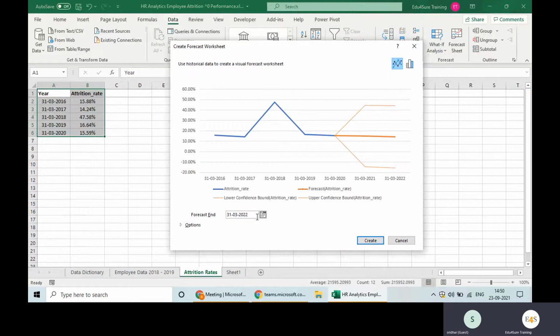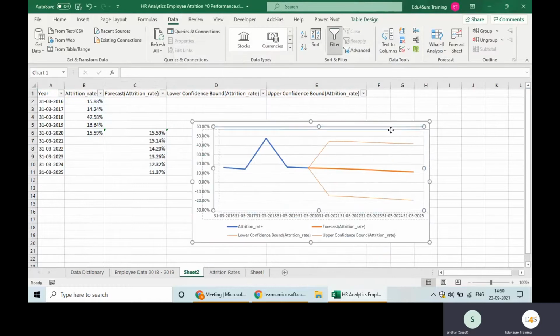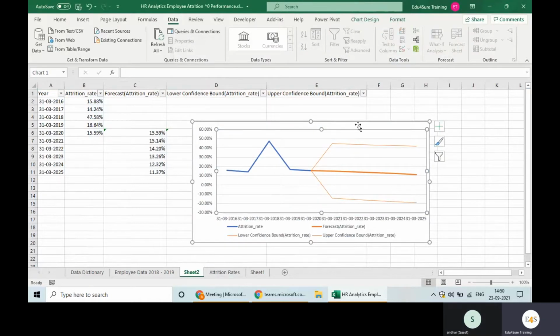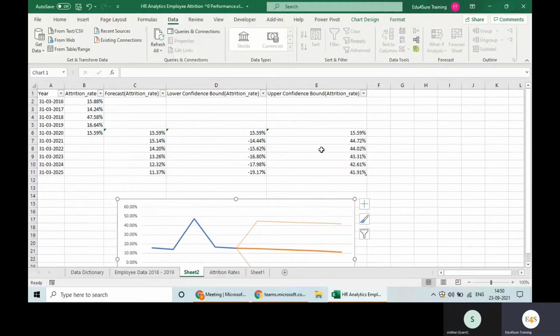Forecast ends on this date, so you have to increase the date, right? So what will you do? You will make it 2023, 2024, and 2025, and say create. Then it is giving you the forecasting for the coming 5 years, and along with the chart it is giving you the table also.